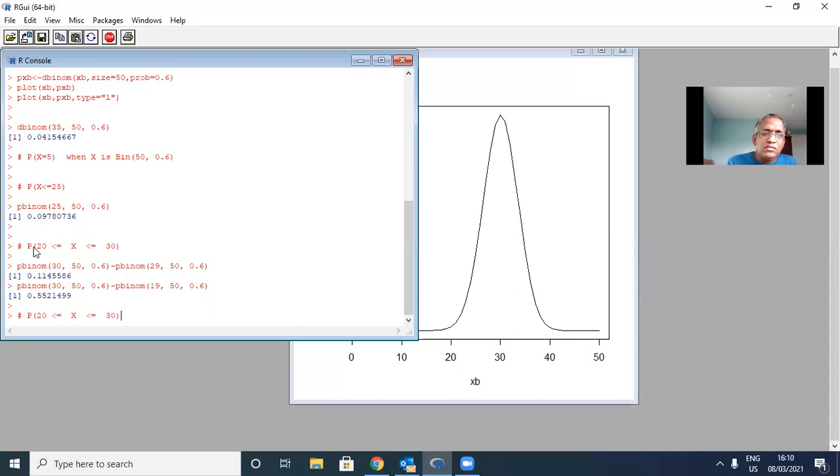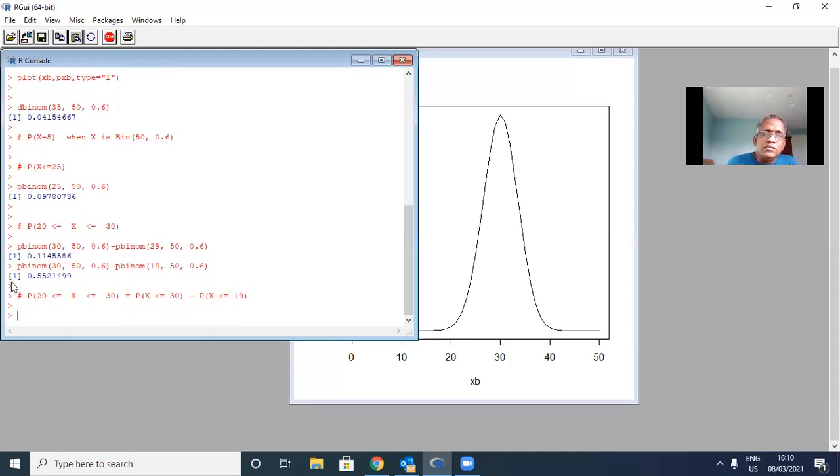Because this probability here, you can write it as the difference of these two probabilities. So in order to compute this probability, you need to compute the probability that x is less than or equal to 30, and take away from that the probability that x is less than or equal to 19. So the answer is 0.5521499.